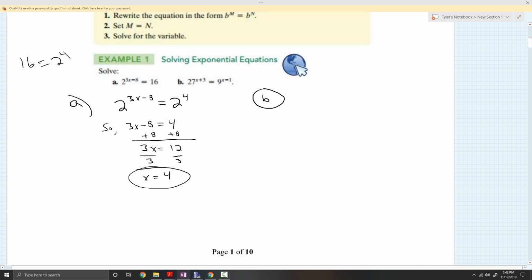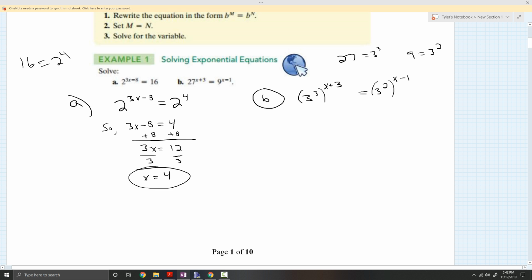In part B, what you should recognize is that 27 is 3 cubed and 9 is 3 squared, so I can rewrite both as base 3. Instead of 27, I can write 3 cubed, and that whole thing is being raised to the x plus 3 power. I can replace 9 with 3 squared, and that's being raised to the x minus 1 power.